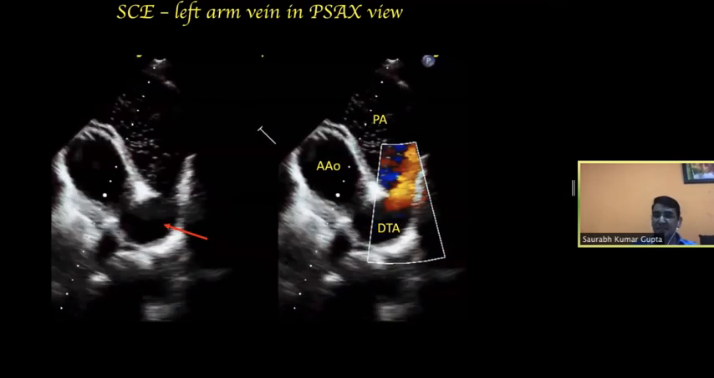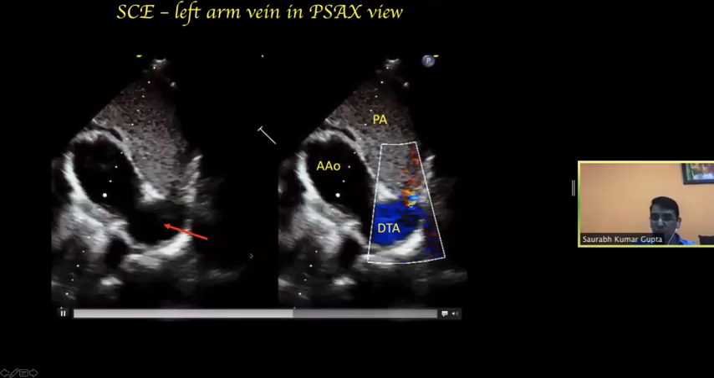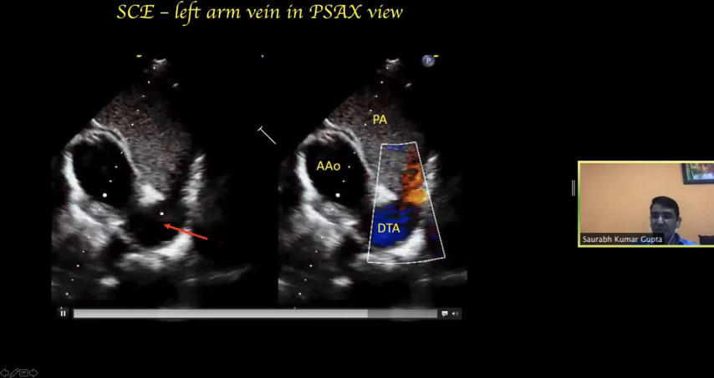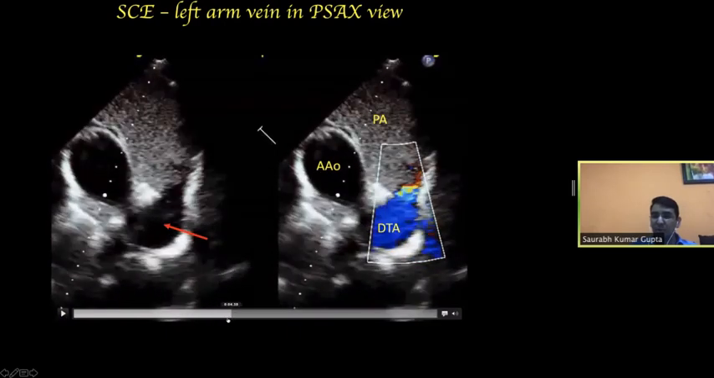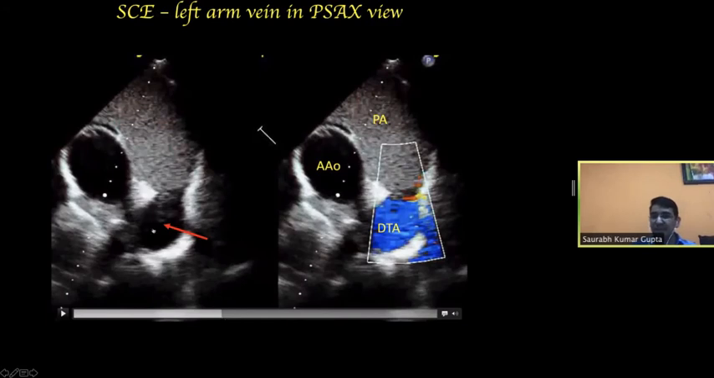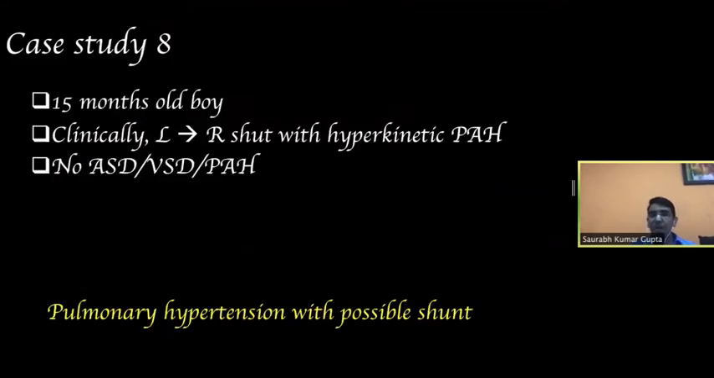So it makes sense why it should be diagnosed. So if you can see here, you can see the seepage of bubbles into the aorta, descending aorta. As I just said, scrolling through frame by frame is important to make the correct diagnosis at the right time. Now another case, a 15-month-old boy, clinically left to right shunt with hyperkinetic PAH, but there is no ASD, no VSD, no PAH.